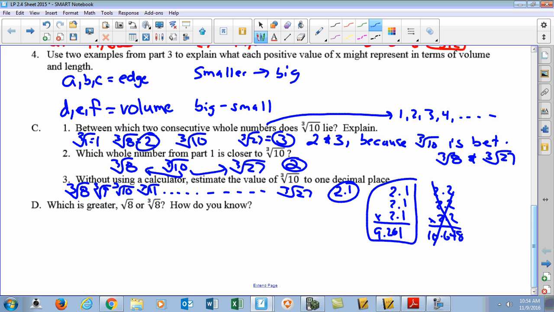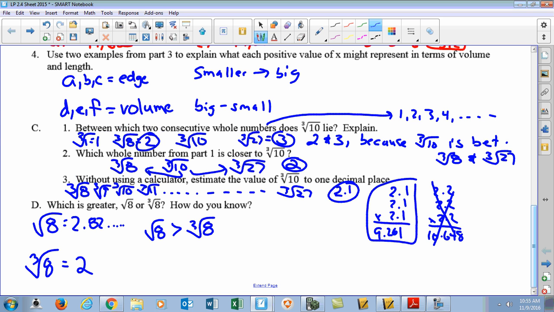So in our last part here, it says which value is greater, the square root of 8 or the cubic root of 8? Well, we know the square root of 8 is not a perfect number, right? If you took the square root of 8, you get 2.82, and of course it goes on forever. And the cubic root of 8 is 2. So obviously the square root of 8 is greater than the cubic root of 8.